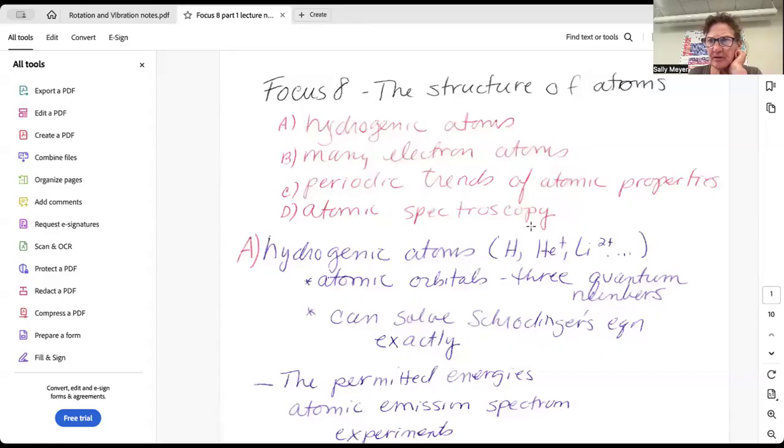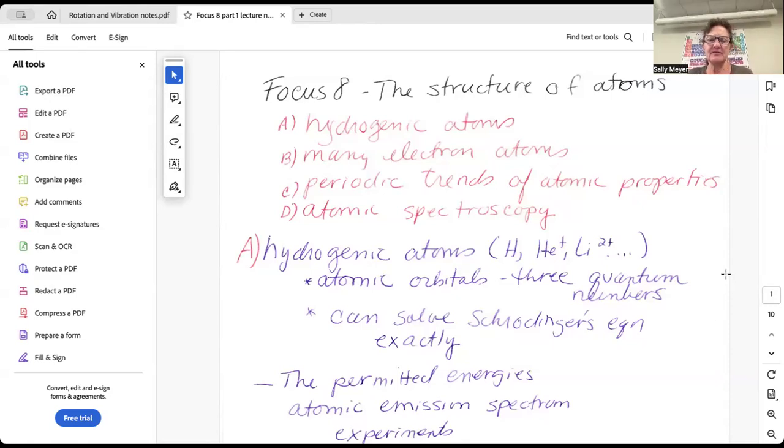All right, we're going to start talking about the quantum mechanics of the hydrogen atom and other atoms. So this is focus 8. Okay, so the structure of atoms.